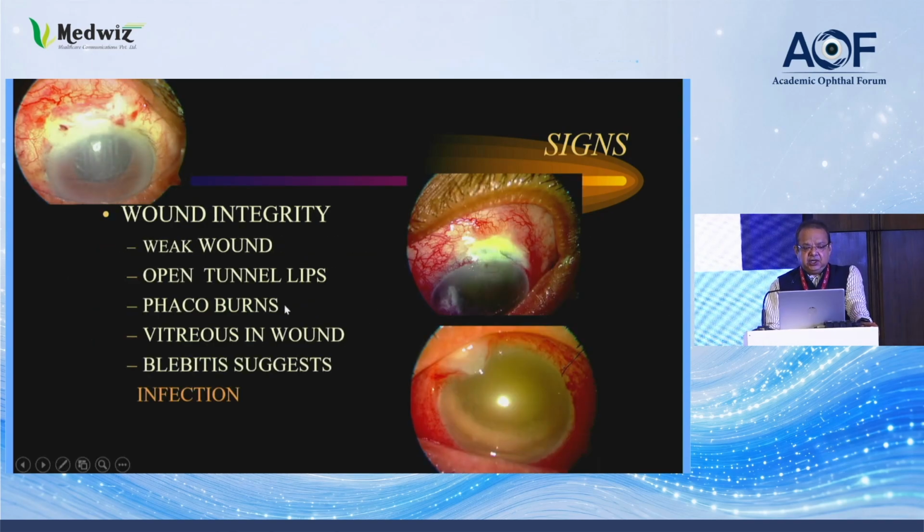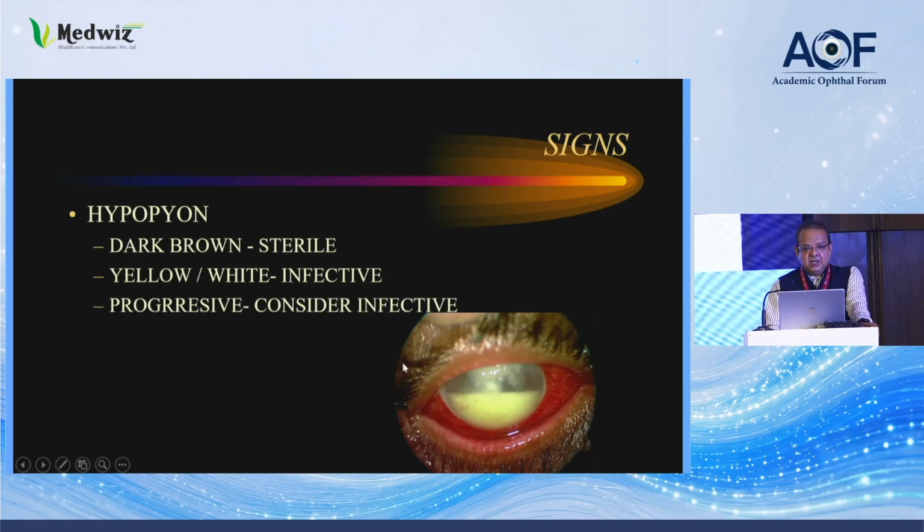Wound integrity should be checked. If you have a phaco burn, an open wound, or vitreous in the wound, definitely you are on the side of infection. If you have exudates like this, then it's a definite sign of infection. Or if you have blebitis, yes, the patient needs an intravitreal injection.